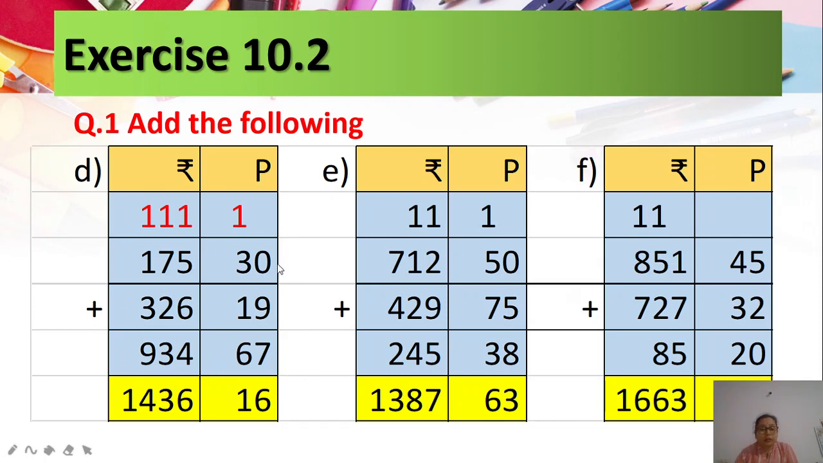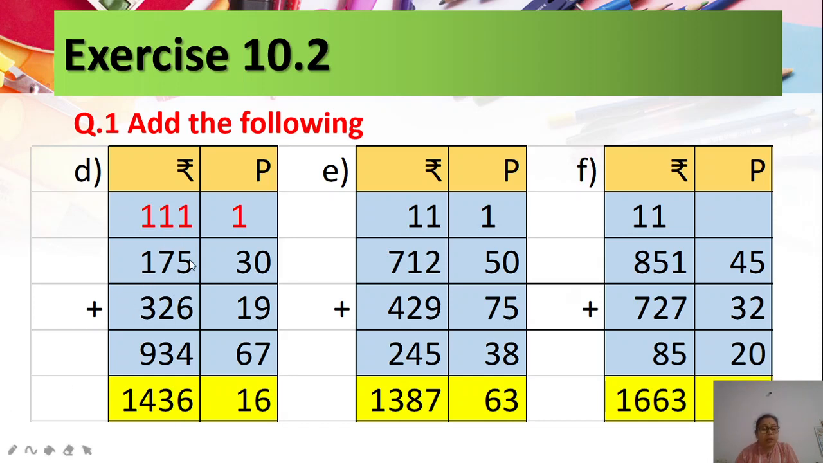Let's start the addition. 9 plus 7 will be 16. So carried over is 1. Then 6 plus 1 is 7. 7 plus 3 is 10. 10 plus 1 is 11. So again I have got 1 carried over. Here 6 plus 4 is 10. 10 plus 5 is 15. And 15 plus 1 is 16. So I have written here 6. Again my carried over is 1.